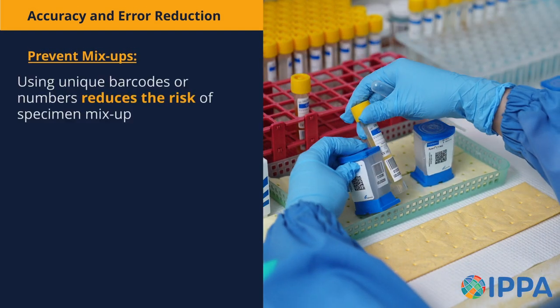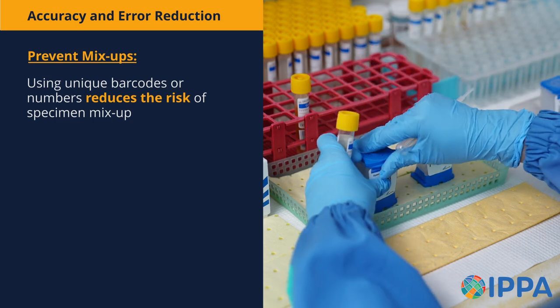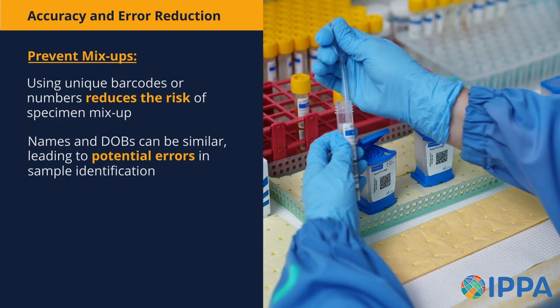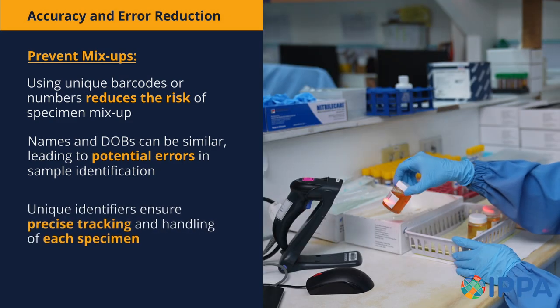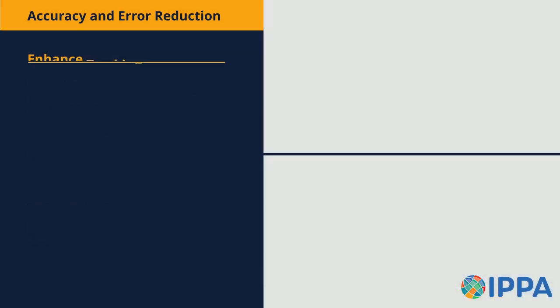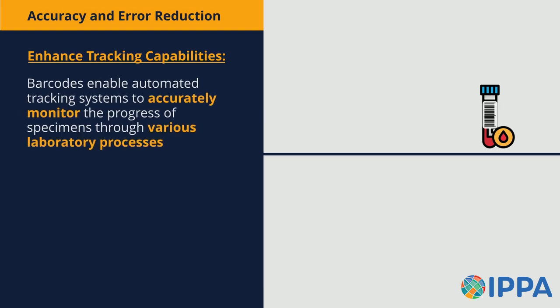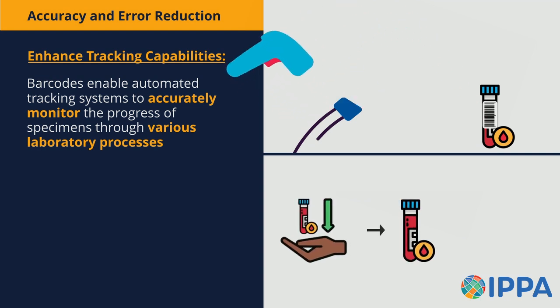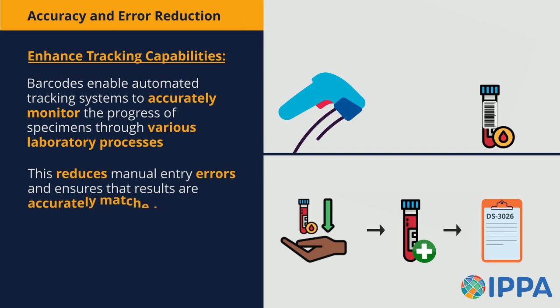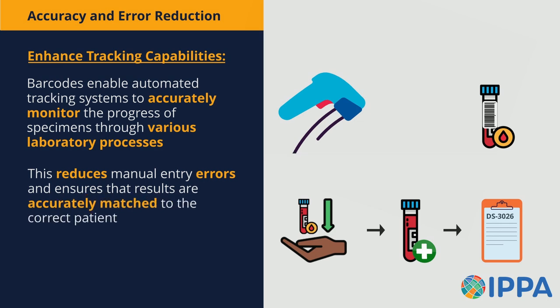Prevent mix-ups. Using unique barcodes or numbers reduces the risk of specimen mix-up. Names and DOBs can be similar, leading to potential errors in sample identification. Unique identifiers, especially when coupled with barcode scanning systems, ensure precise tracking and handling of each specimen. Enhanced tracking capabilities. Barcodes enable automated tracking systems to accurately monitor the progress of specimens through various laboratory processes, from receipt to testing to reporting results. This reduces manual entry errors and ensures that results are accurately matched to the correct patient.